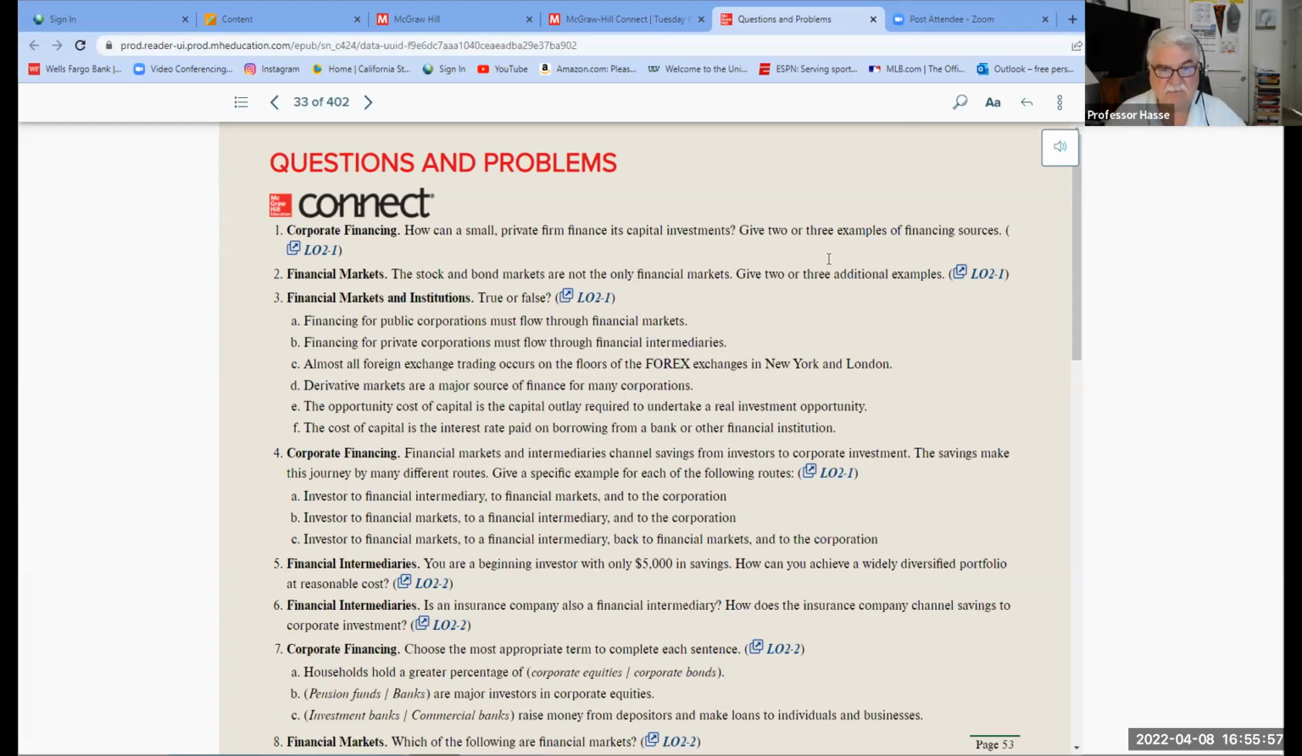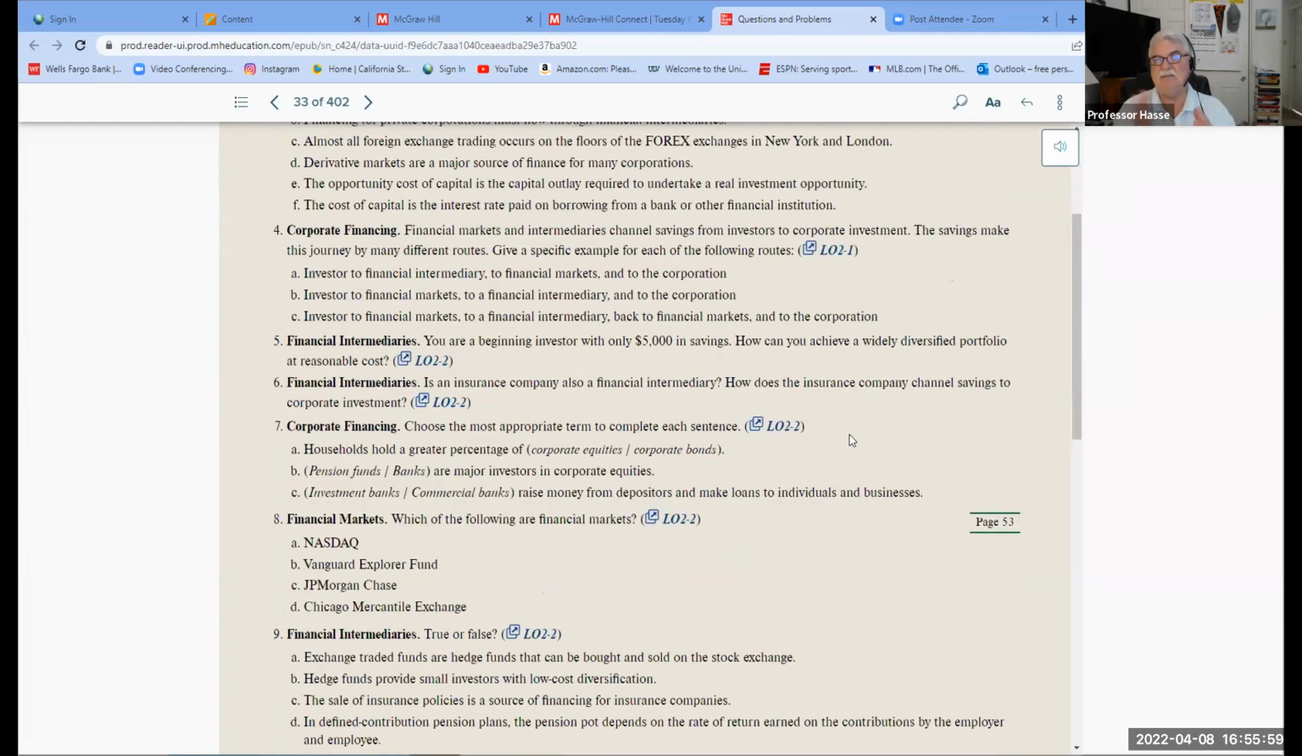Let's look at question 5. This is something that some of us might be able to relate to, maybe not the dollar amount. You are a beginning investor with only $5,000 in savings. How can you achieve a widely diversified portfolio at a reasonable cost? You only have $5,000, but you don't want to put all that $5,000 into one company. That's a little risky. Where can you spread that out or diversify that $5,000?